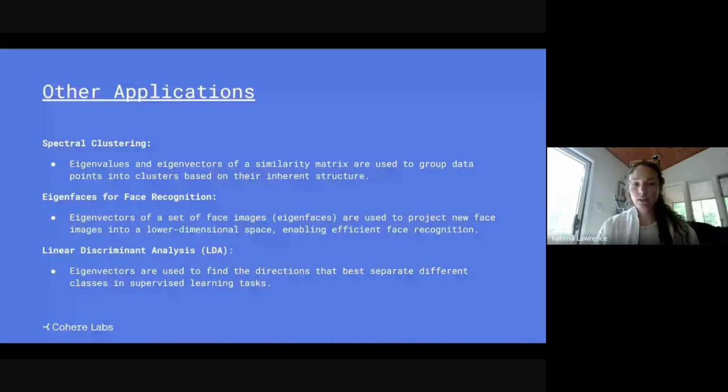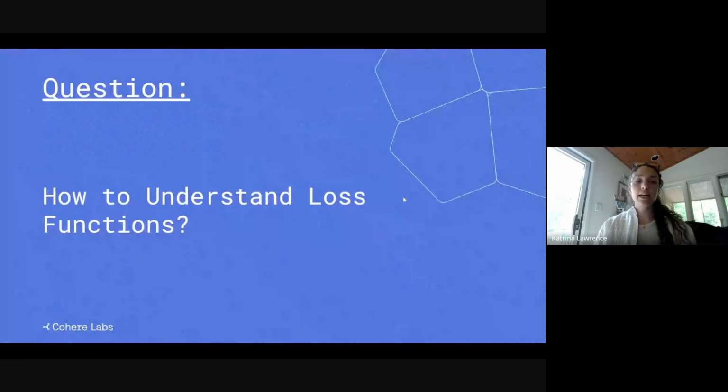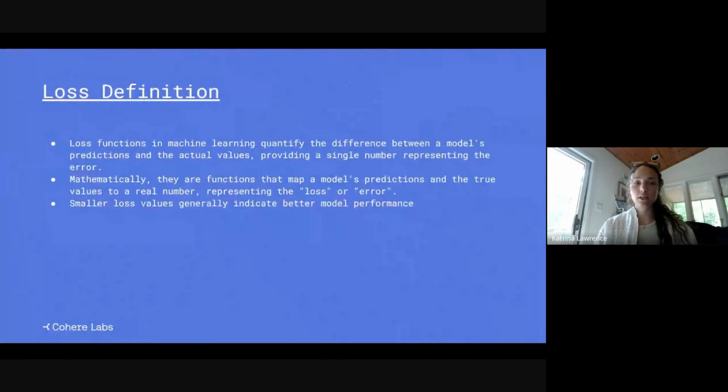So we're going to go to our last topic, which is a brief discussion on some loss functions, because someone had asked about that. Someone just asked, how can we understand loss functions? So let's start by looking at, well, what is the definition of a loss function?